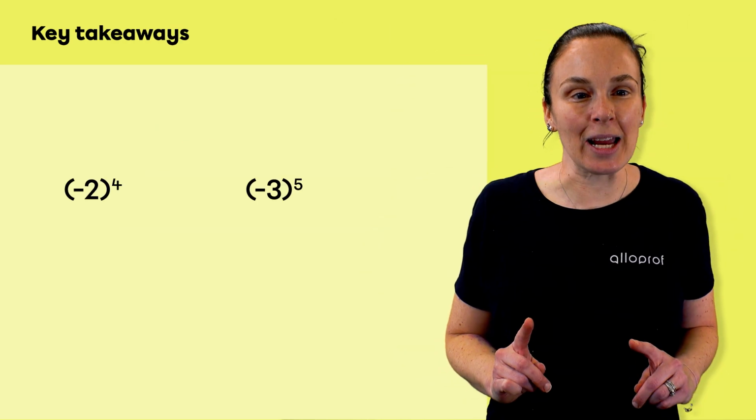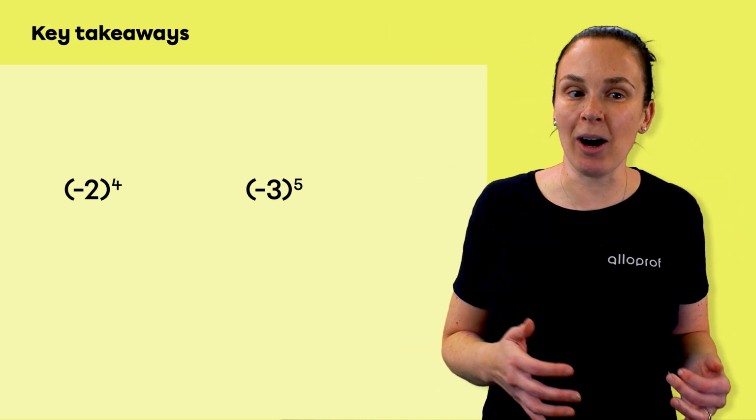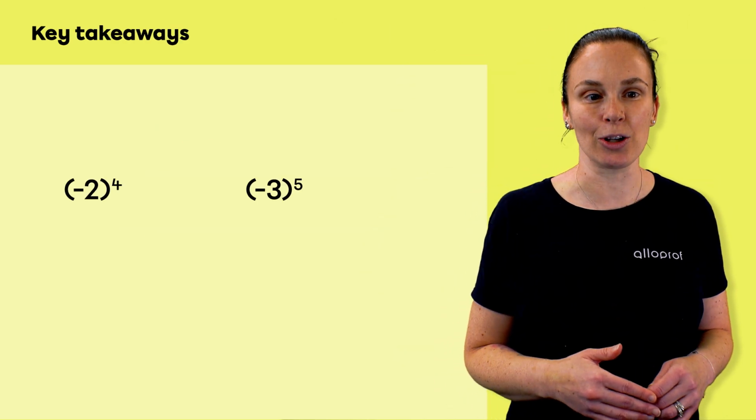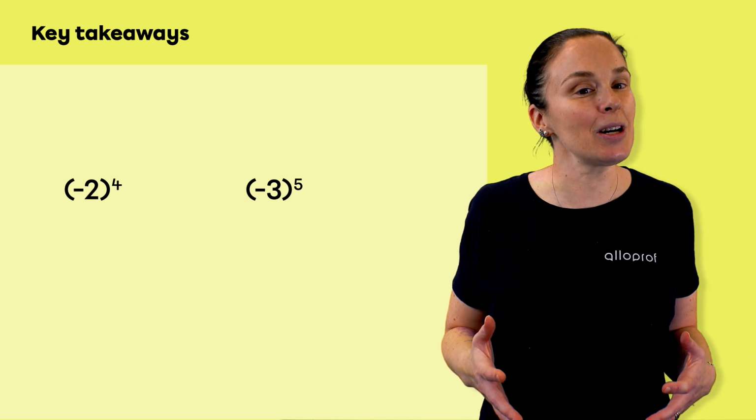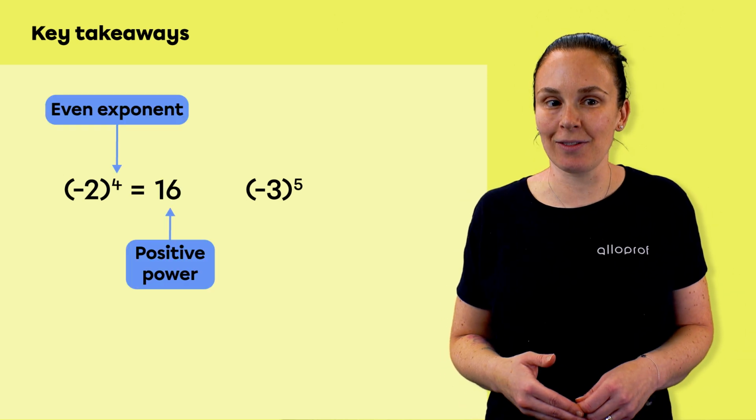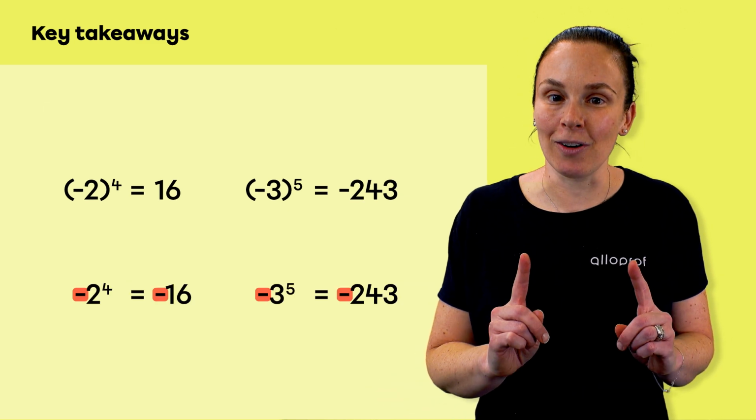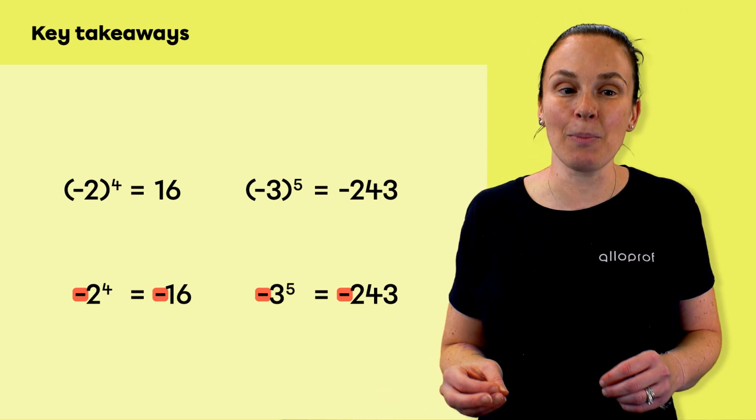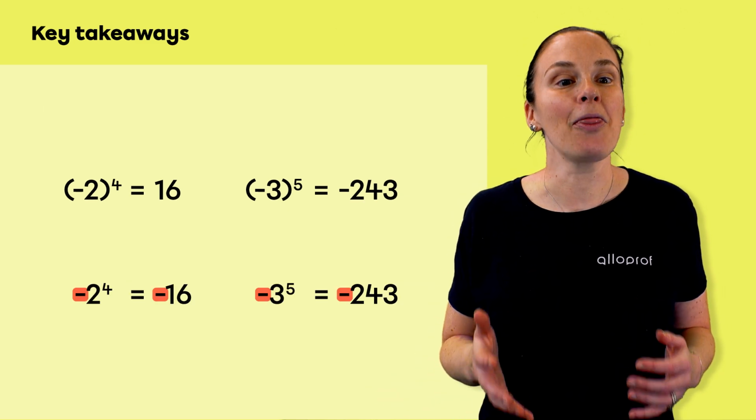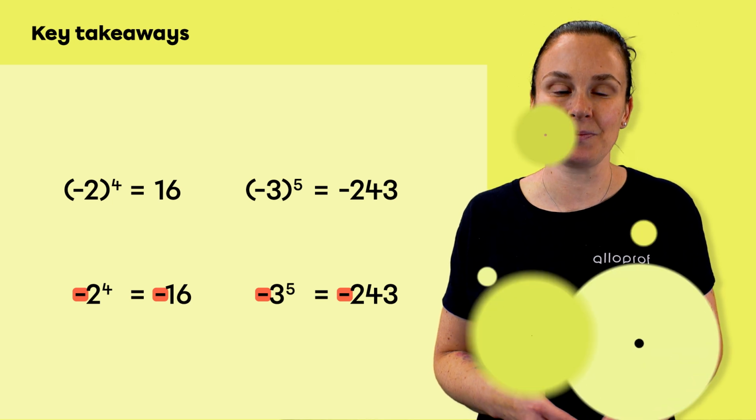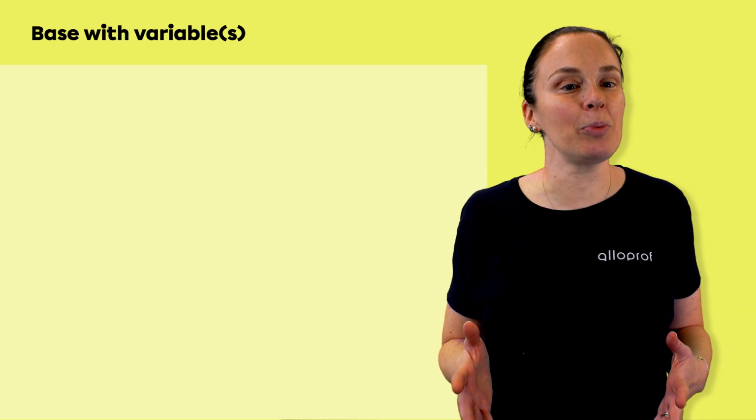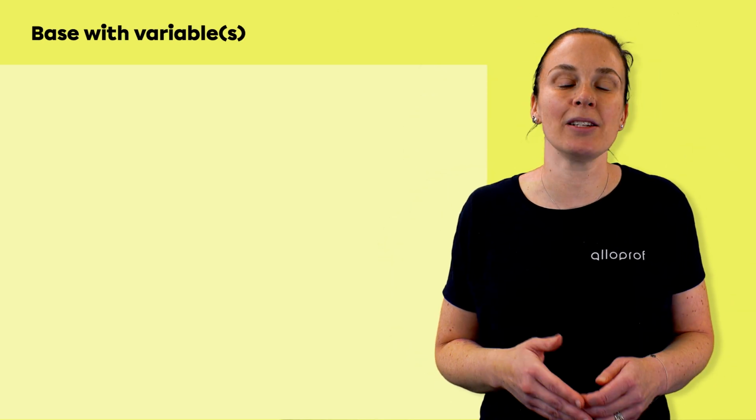When there is a negative base, the answer or power can be positive or negative, depending on the value of the exponent. If the exponent is even, the power will be positive. If the exponent is odd, the power will be negative. Be careful. If there is a negative sign in front of the base, but no brackets around it, the power will always be negative.